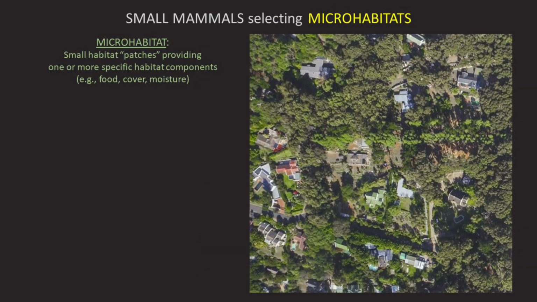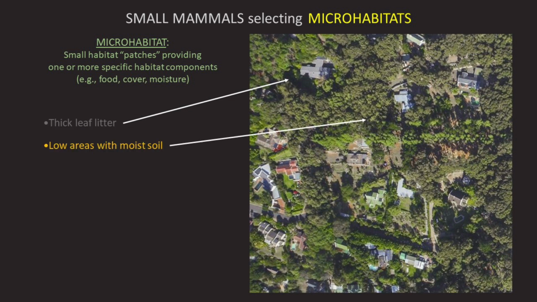Small mammals are usually responding to the presence or absence of specific microhabitats, which are small habitat patches that provide them with food, cover, and moisture. So in the landscape pictured here, we would expect small mammals to occur where there are areas of thick leaf litter that provide them with cover and that support abundant soil arthropods that are food for many species, particularly shrews.